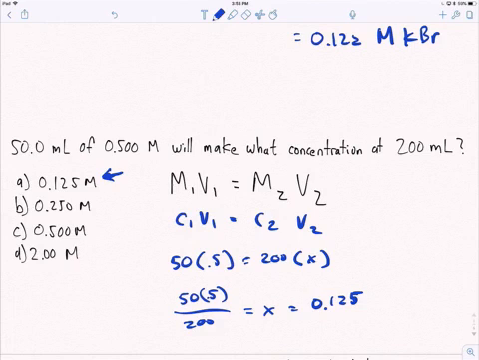And one way you can do this in your head: going from 50 milliliters to 200 milliliters, you're diluting it by a factor of 4. So you're going to divide the molarity by a factor of 4. So you're at half molar. Half divided by 4 is 1/8. 1/8 is 0.125. So that's another way you could do it. Does this make sense? Questions on this? Okay.